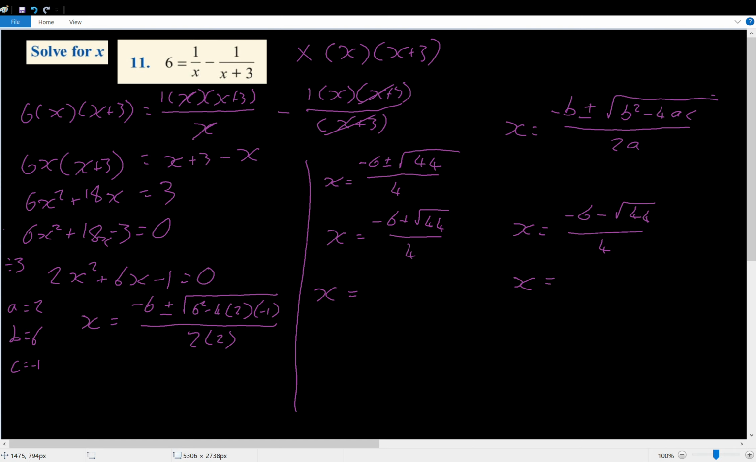But if we press the button to change from surds to decimal, we will get x is equal to 0.158, rounded to 3 decimal places. And we'll also get x is equal to minus 3.158, again just rounded to 3 decimal places. And that is that.